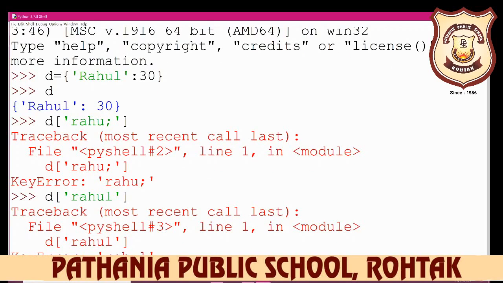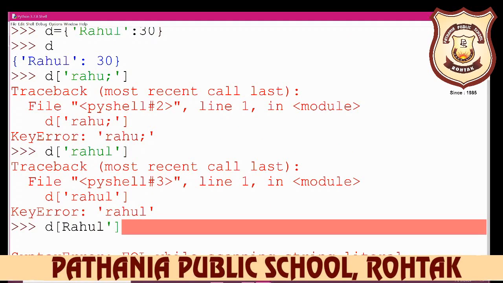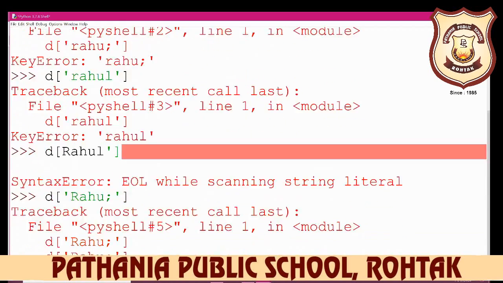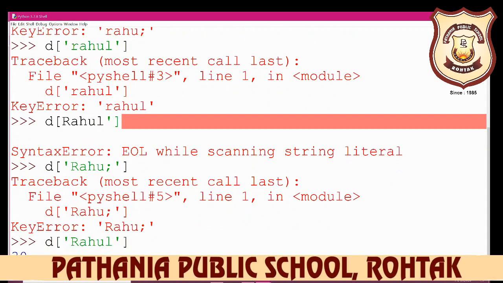Again there is an error. What is the error here? Again check it. Rahul starts with a capital letter. Okay, Rahul, Rahul. What is the error? D and Rahul defined here. Again the value is there. What happened here? See D, Rahul, and then close the bracket, and now see. So when you write the key here, the value will always be displayed.